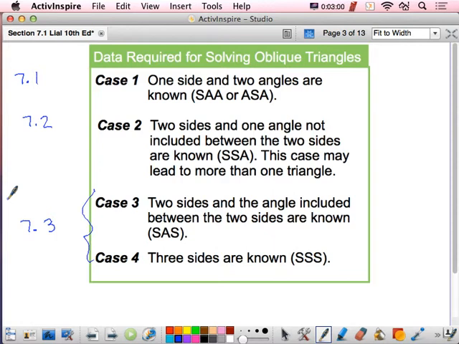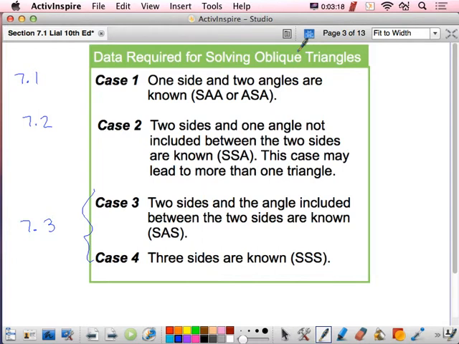So today we're only going to talk about case 1, and it depends on what you're given. In case 1, we know one side and two angles. It could be any one side and any two of the angles. Does that make sense? And that's all you need to know for today. We'll pause for a second and see if you want to take some notes.